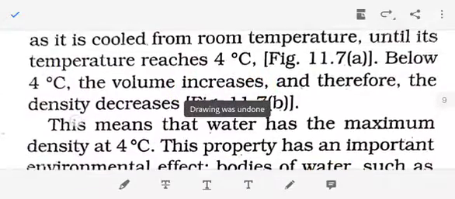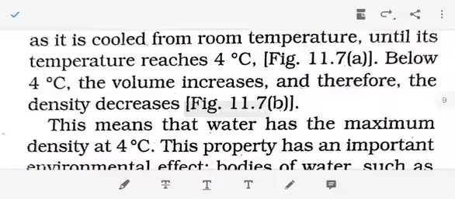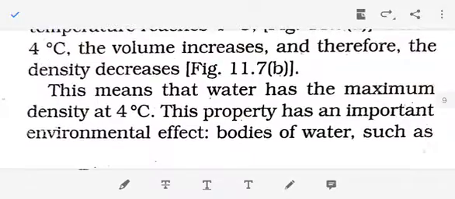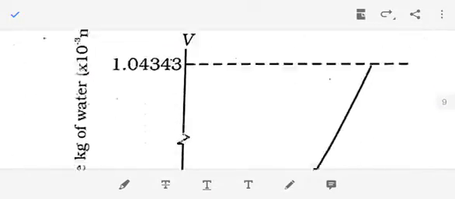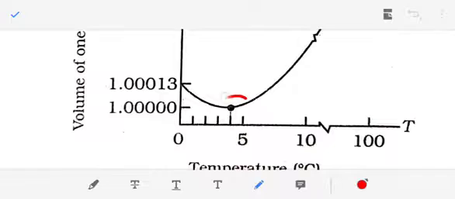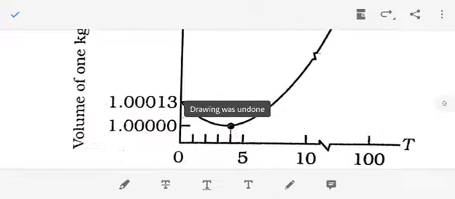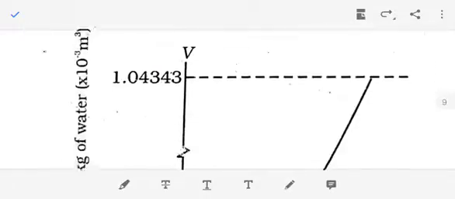So below 4 degrees Celsius, actually the volume increases and therefore the density decreases. This means that water has the maximum density at 4 degrees Celsius. What is the maximum density of water? We know that, that is 1000 kg per meter cube. We always use this value, 1000 kg per meter cube, because this is the maximum density of the water.